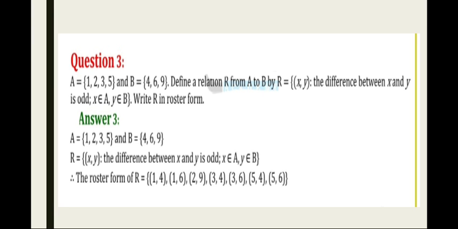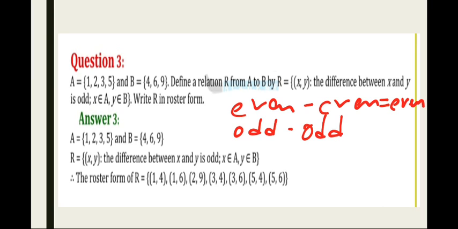So, you cannot take the ordered pair of two even numbers, right. Similarly, if you subtract odd from odd, again you will get an even number. So, you cannot subtract even minus even because the resulting number will be even. Similarly, odd minus odd is also even. So, you cannot choose this type of ordered pair. That means the two elements of the ordered pair cannot both be even, or both be odd.